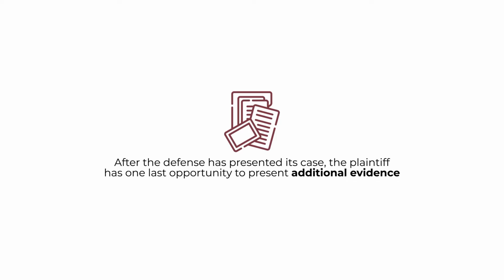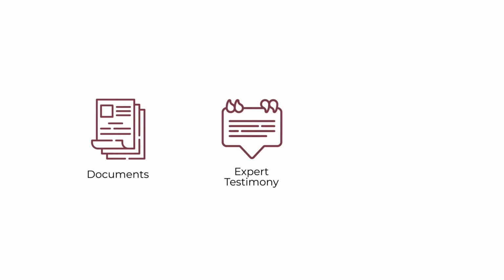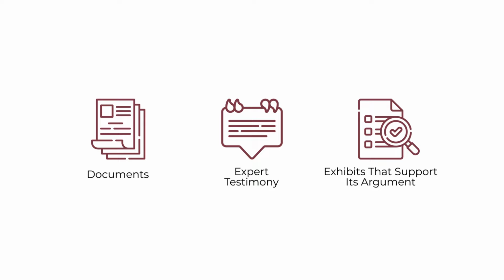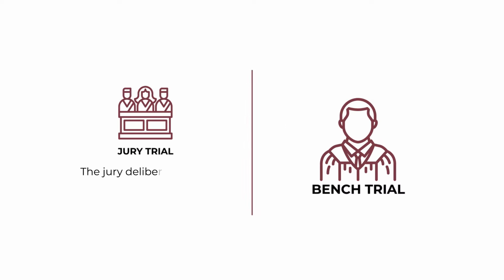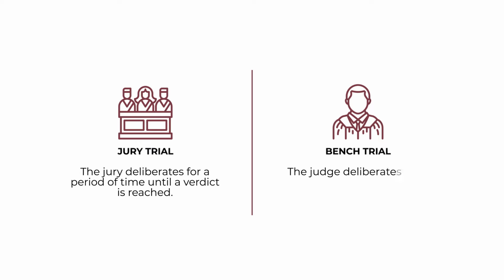Each party will present its case using evidence, which can include documents, expert testimony, or exhibits that support its argument. After a witness is examined by one party, the opposing party can choose to cross-examine the witness. In a jury trial, after closing arguments, the jury deliberates for a period of time until a verdict is reached. In a bench trial, the judge deliberates for a period of time until a decision or verdict is reached.